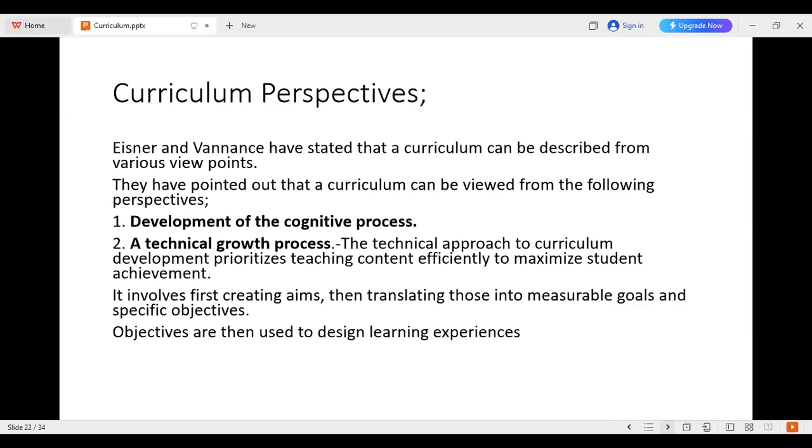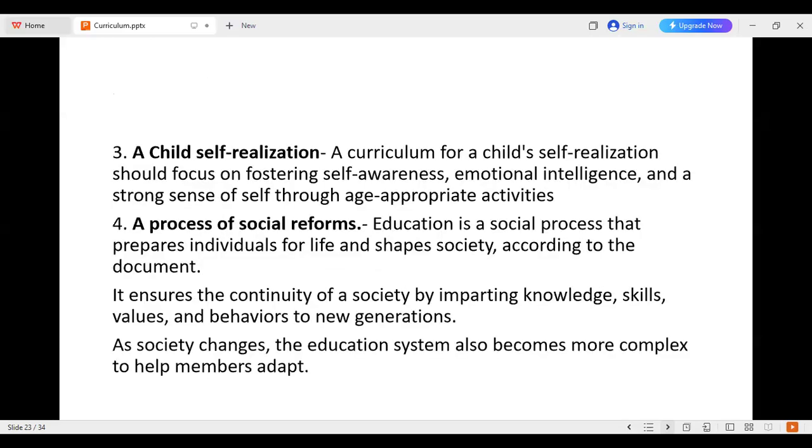Right. That's all. We got nearly 50 minutes to discuss the four important perspectives: development of the cognitive process, technical growth process, a child's self-realization, and number four, process of social reforms.